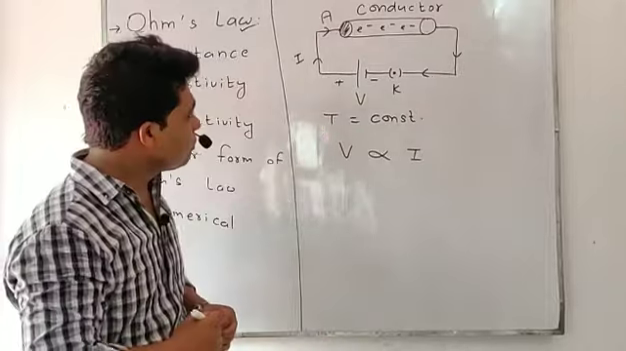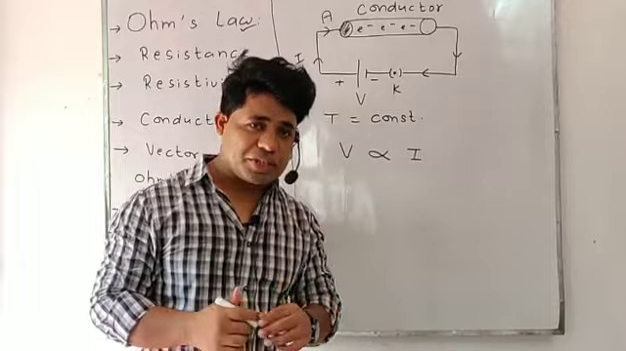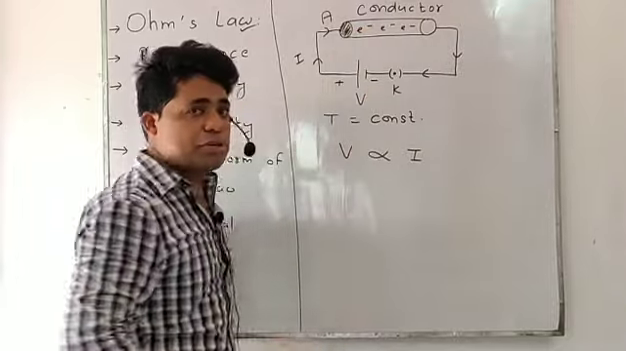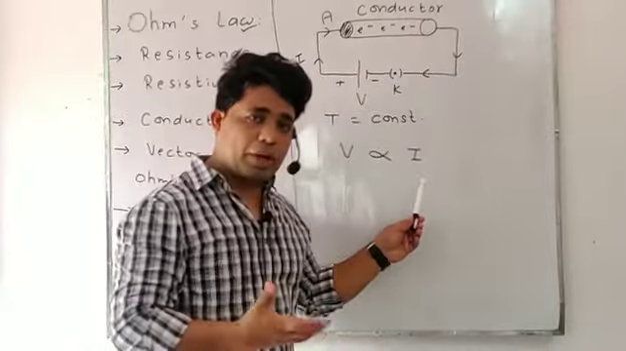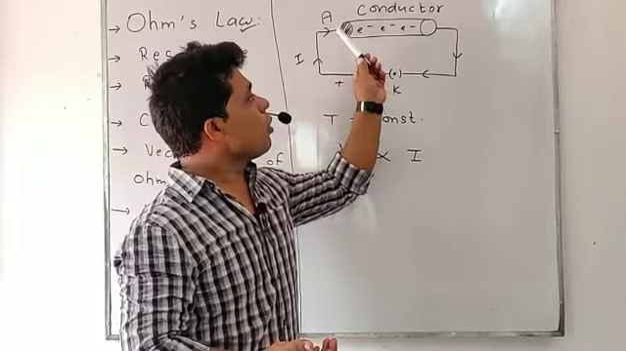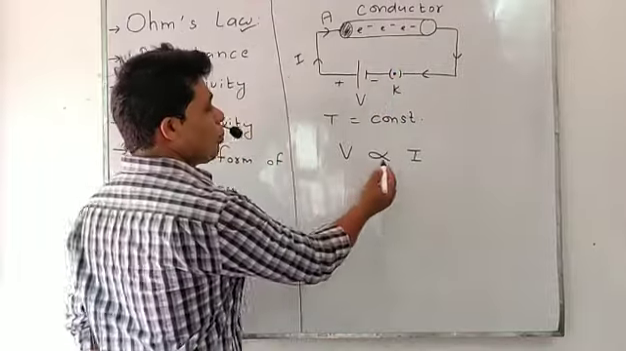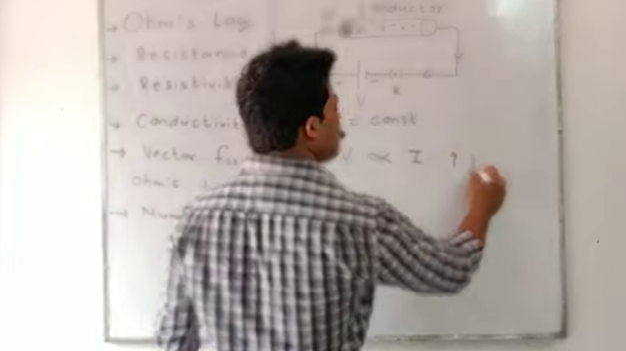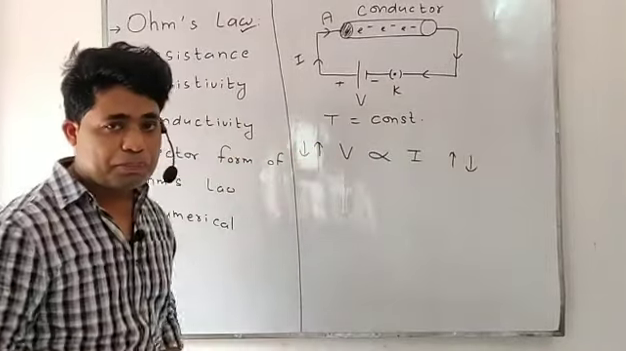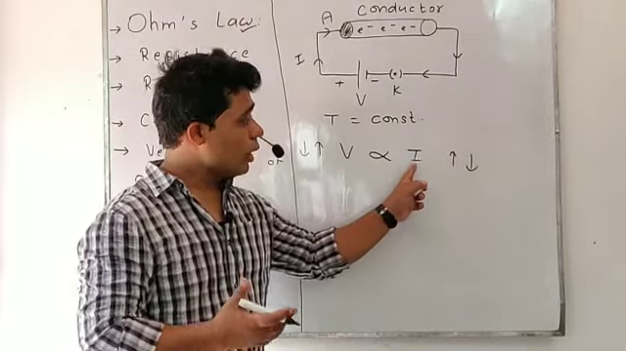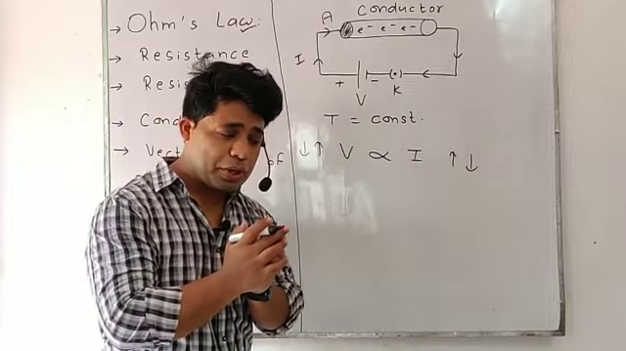Okay students, see one more time. At constant physical state like area of cross section, this remains constant, and at constant temperature, the flowing current through the conductor is directly proportional to the potential difference at the ends of the conductor, V proportional to I. It means on increasing current, potential difference will increase. On decreasing current, potential difference will also decrease. Understood? On increasing one factor, the other factor will also increase, and on decreasing one factor, the other factor will also decrease.